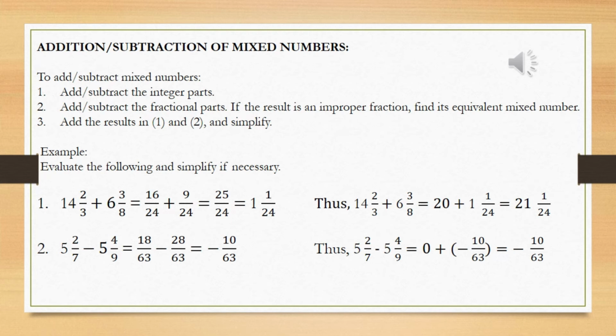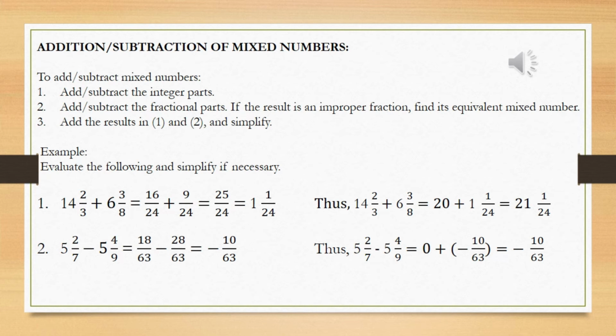If you can see, they have dissimilar fractions. So you'll find their LCD, which is 24. 24 divided by 3 times 2 equals 16. 24 divided by 8 times 3 equals 9. So therefore, the answer is 25 over 24. So since it's an improper fraction, we would find its equivalent mixed number, which is 1 and 1/24. Thus, 14 and 2/3 plus 6 and 3/8 is equal to 20 plus 1 and 1/24, which is 21 and 1/24.